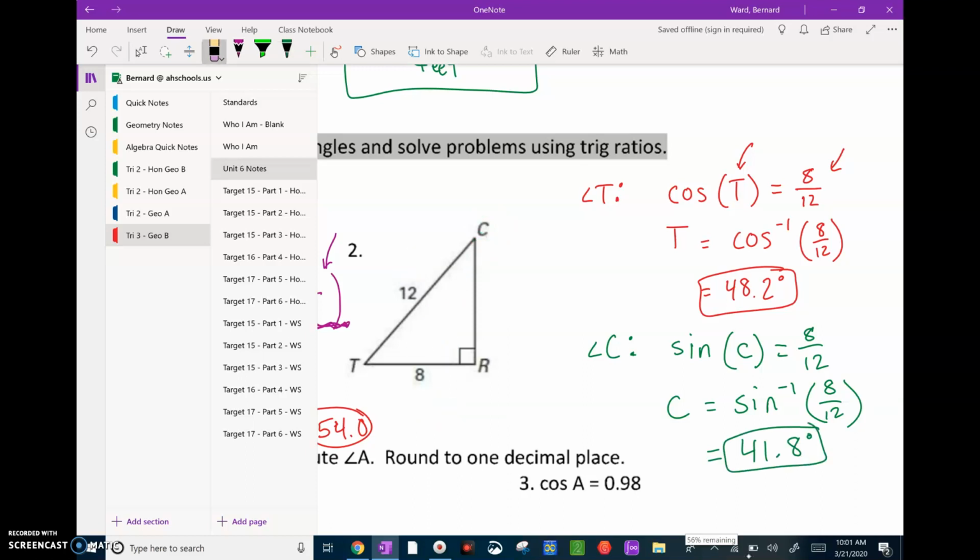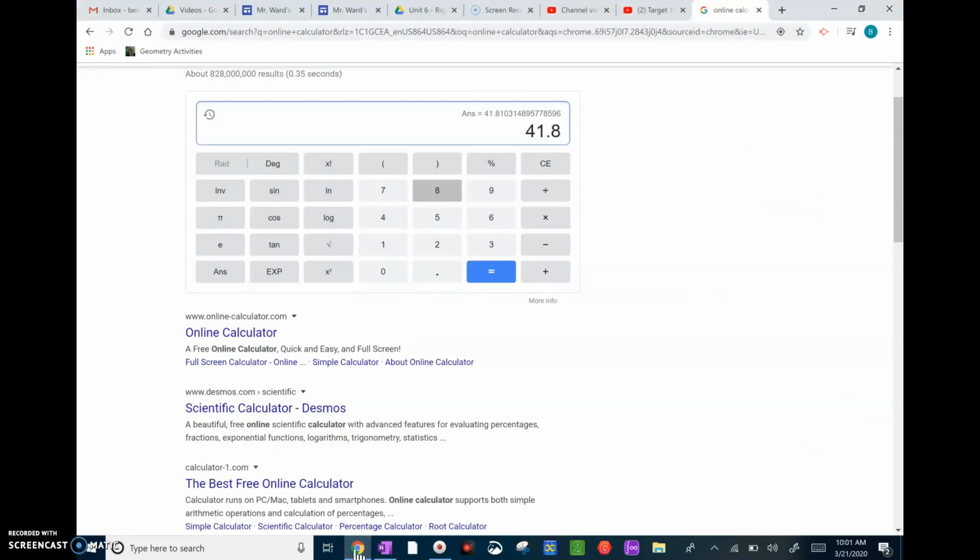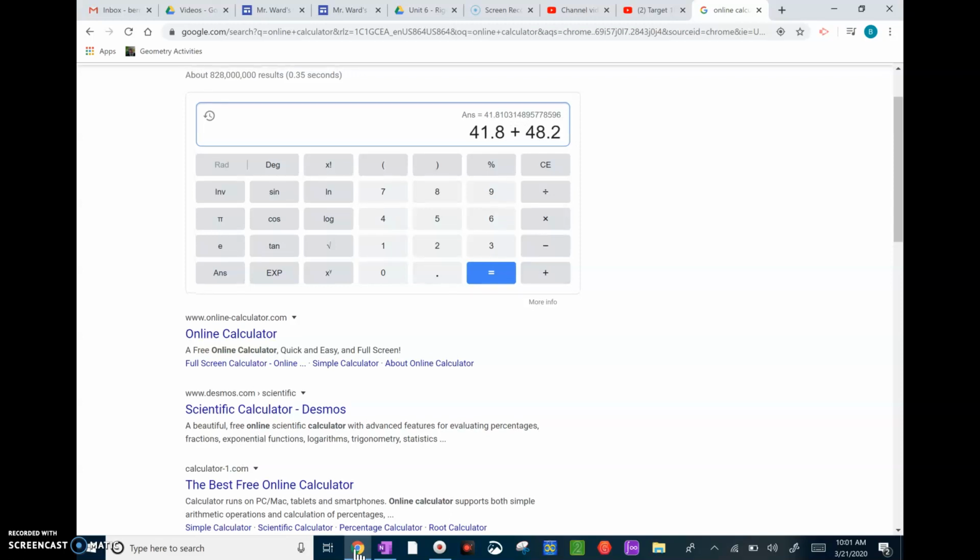Now I want to add that to our triangle. We know C is 41.8. We know T is 48.2. And once again, I just want to show you, this one's 90. If we add those together, it'll equal 180 degrees. So 41.8 plus 48.2 plus 90, and that equals 180, as it should.